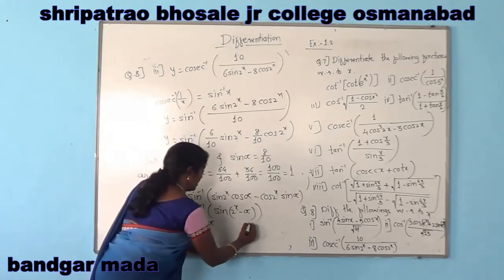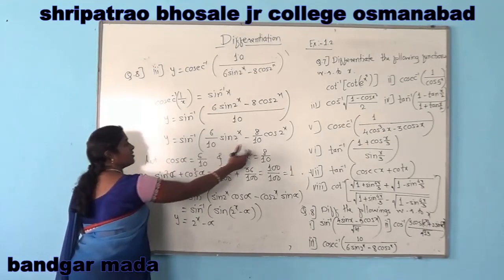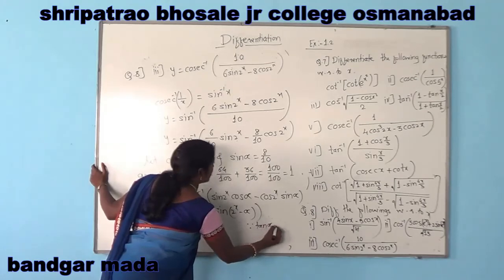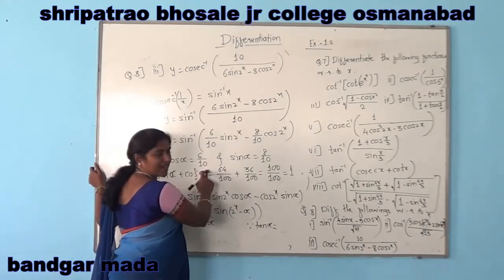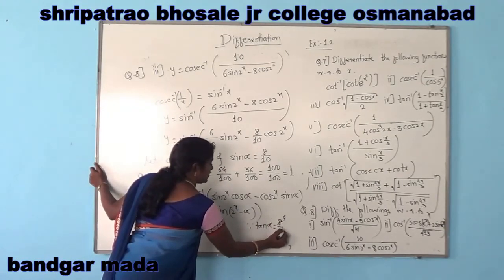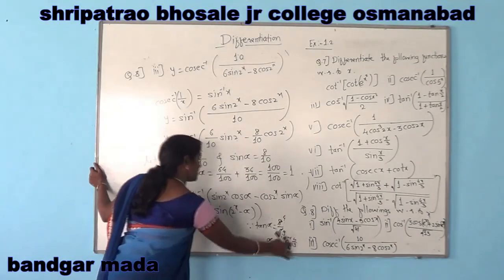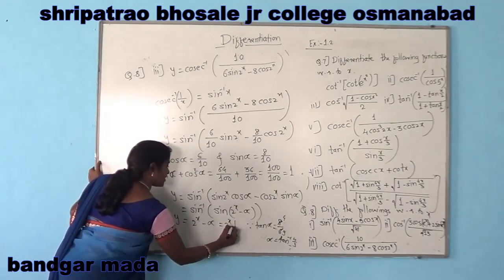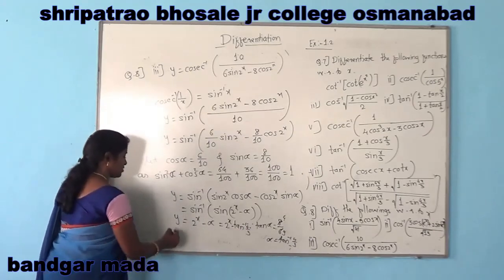That alpha we can take in terms of cos inverse, sin inverse, or in terms of tan. Since tan alpha is equal to sin upon cos, that is 8 by 10 upon 6 by 10, which gives 8 by 6, that is 4 by 3. So alpha is equal to tan inverse 4 by 3, which is a constant. So y is equal to 2 raised to x minus tan inverse 4 by 3.